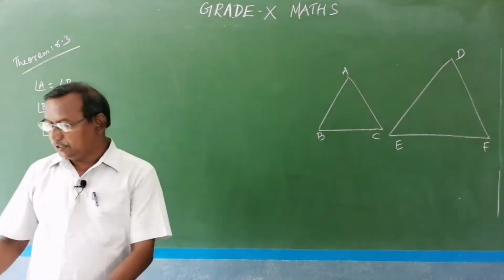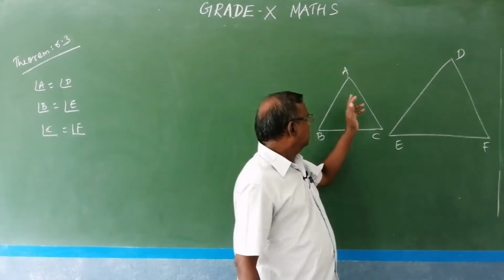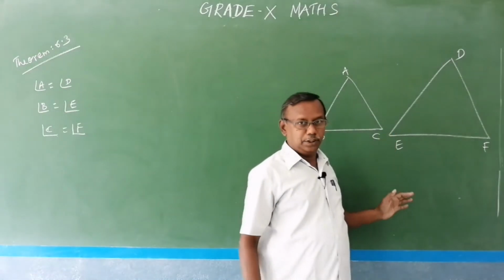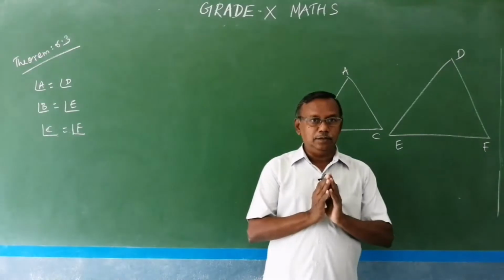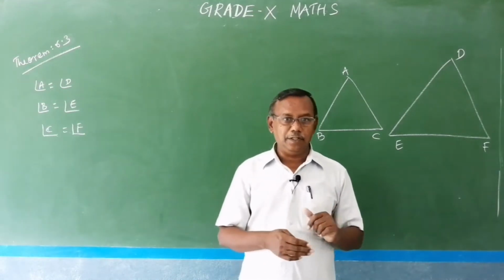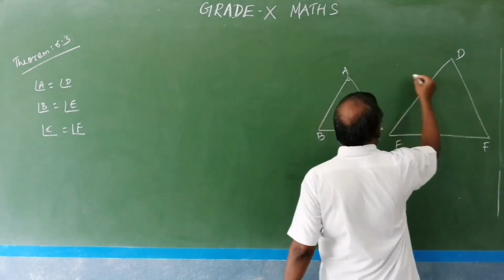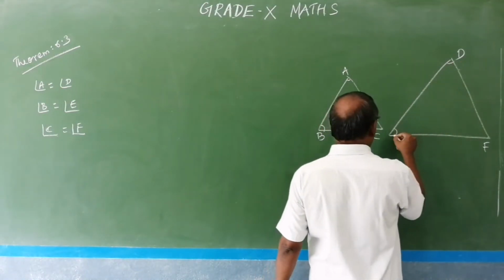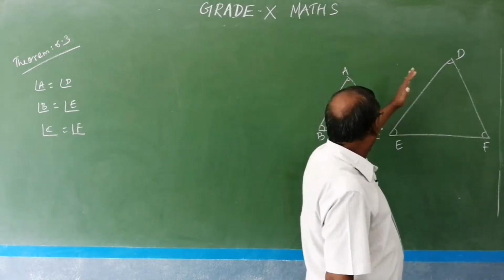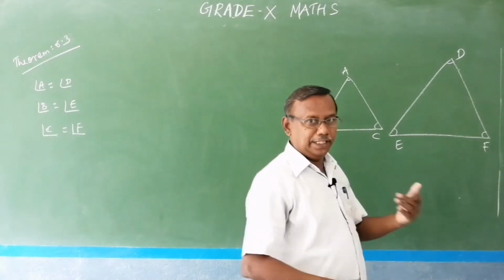Generally, the similarity of two triangles means we have to show the angles of these two triangles are equal and their sides are proportional. That is the condition. So we have to prove those two conditions are satisfied, then only we can show this is one of the criteria for similarity of triangles. Here we are given angles A and D are equal, B and E are equal, C and F are equal. We have to show AB by DE equal to AC by DF equal to BC by EF. This is what we need to prove.